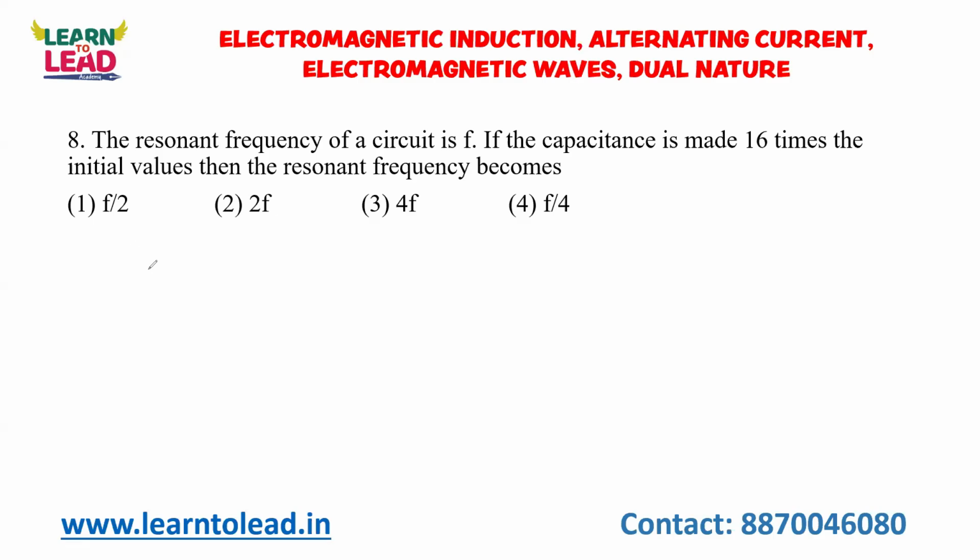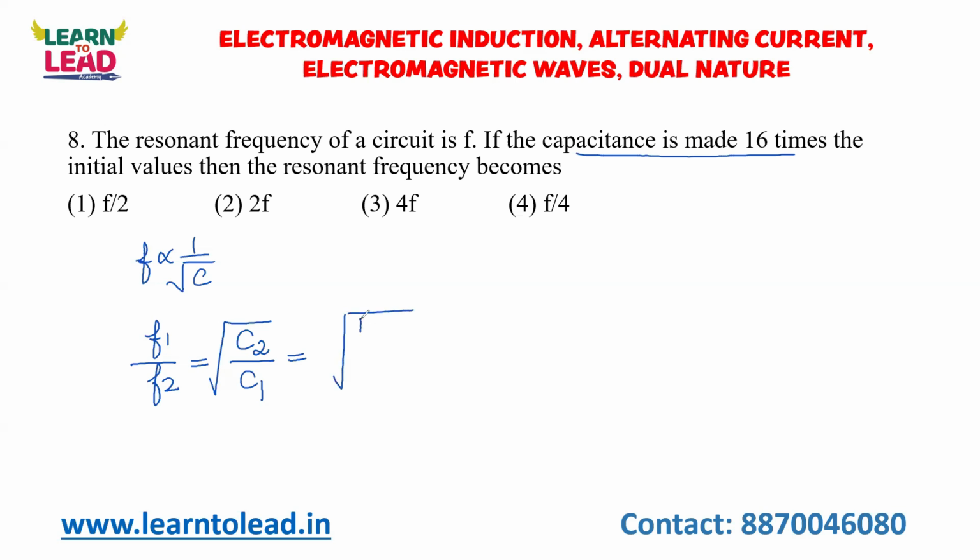See, let us see the next question. The resonant frequency of a circuit is F. If the capacitance is made 16 times the initial value, then what does the resonant frequency become? Okay, so looking at the relation between frequency and capacitor, F is proportional to 1 by root C. So F1 by F2 is equal to the square root of C2 by C1. Next, what are they saying? If the capacitor is made 16 times the initial value, then C2 is 16 times the initial value C1.